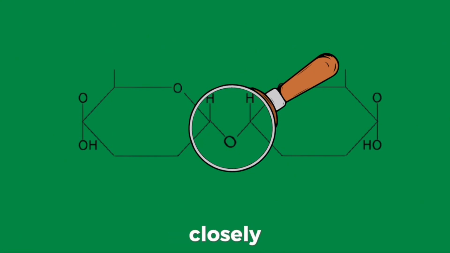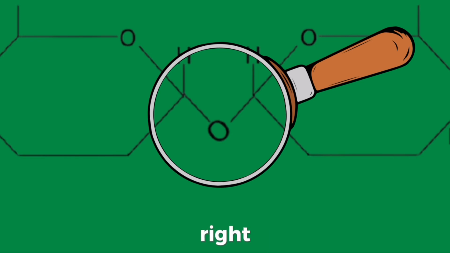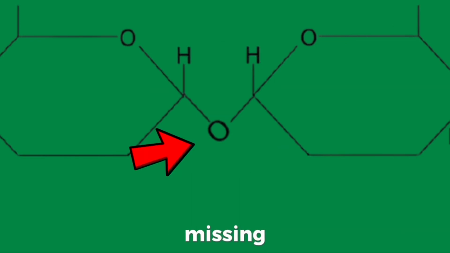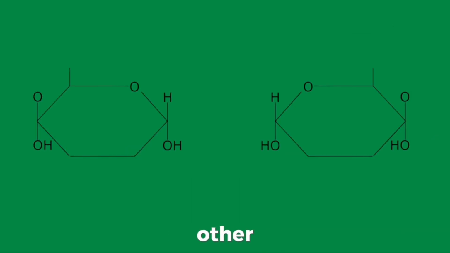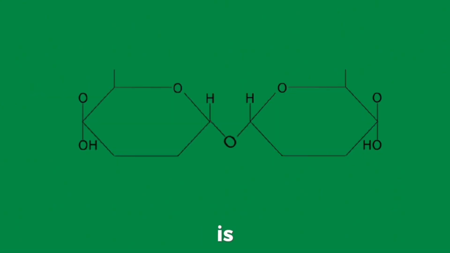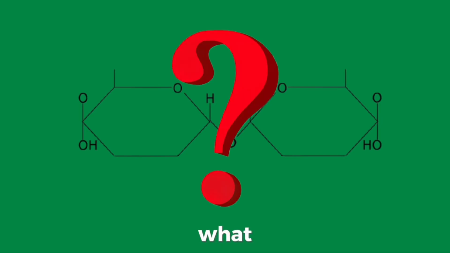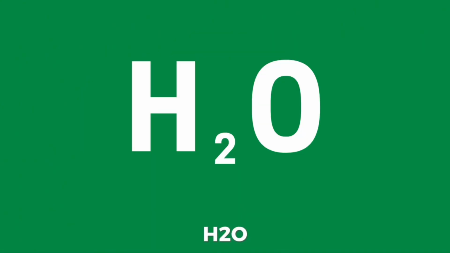Now let's look at it closely, and we can see that there's something missing here. Before they combined, they both had an OH. Now all that's remaining is an O, a glycosidic bond. All that's remaining is an oxygen. And so what left the molecule? What was kicked out? The answer is H2O, water.